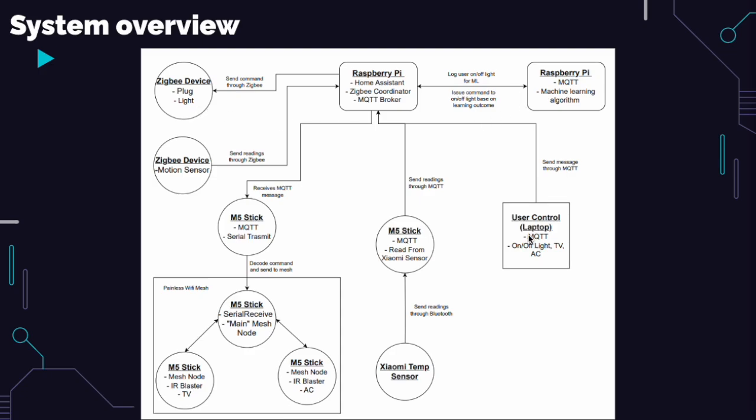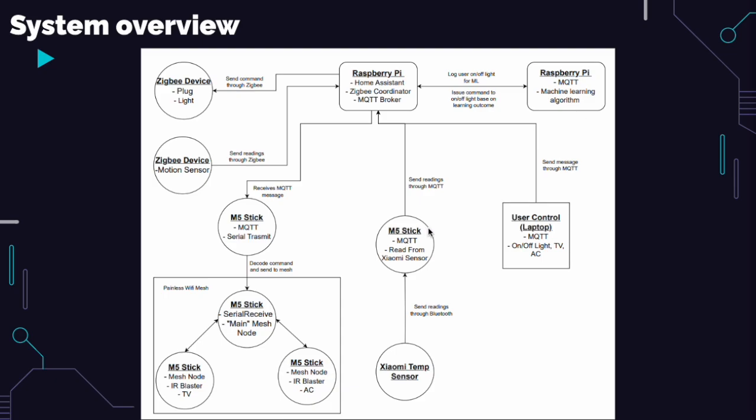Next, we have the user control, which allows the user to control all devices on the network, like the light, AC, and TV. Next, for the Raspberry Pi running our machine learning algorithm, each time the user turns the light on or off, it will be logged and sent to this Pi, which will adapt and learn the timings the user turns his light on and off. This Pi will also be responsible for issuing commands to turn the light on or off based on the learning outcome.